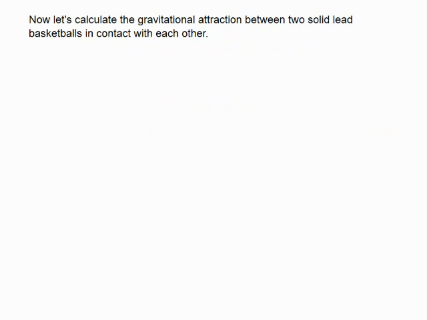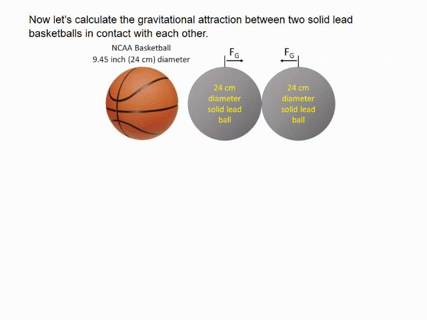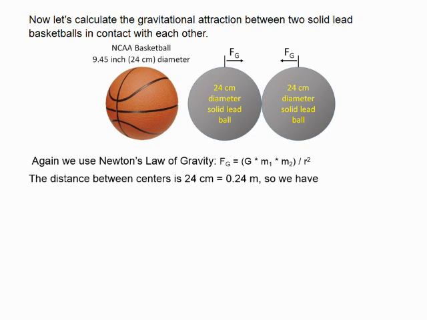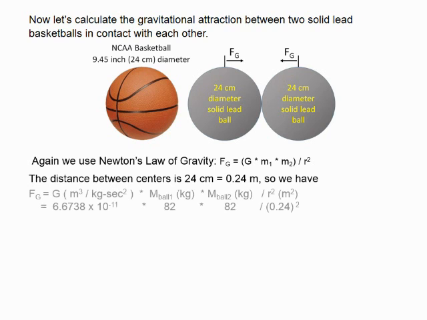Now let's calculate the gravitational attraction between two solid lead basketballs in contact with each other. Again, we use Newton's law of gravity. The distance between centers is 24 centimeters, which is equal to 0.24 meters. So we have force is equal to big G times the mass of ball 1 times the mass of ball 2, both 82 kilograms, divided by the distance between them squared, which is 0.24 meters squared. This equals 7.79 times 10 to the minus 6 newtons.